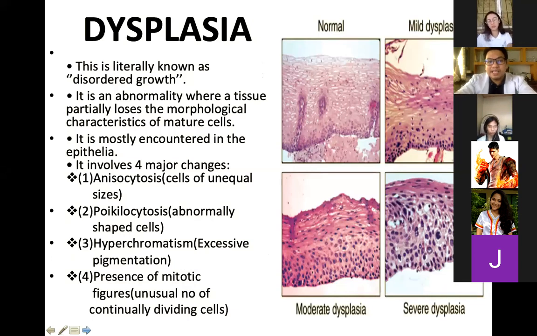Next is dysplasia. It is literally known as disordered growth. It's an abnormality where tissue partially loses the morphologic characteristic of a mature cell. We have four changes: anisocytosis, unequal size; poikilocytosis, abnormal in shape; hyperchromaticism, excessive pigmentation; and presence of mitotic figures, unusual number of continually dividing cells. Ano yung common example niya?